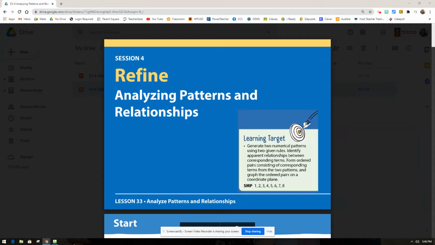Hi, welcome to lesson 33, session 4. This is the very last lesson in 5th grade Ready Classroom Math. We have made it all the way to the end of both of our books. I mean, there's a few pages, but we're done.